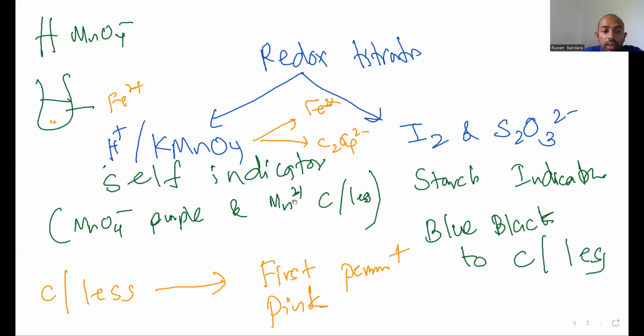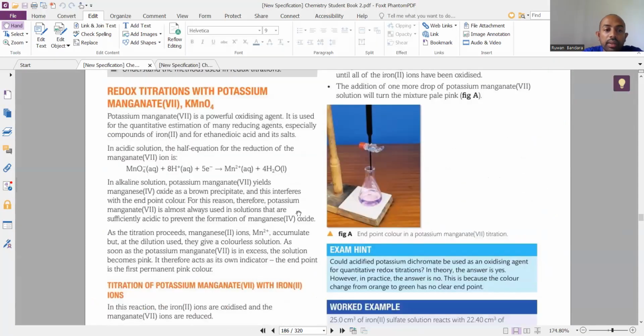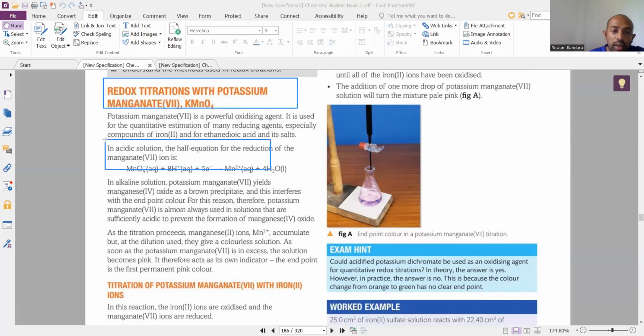Okay. First topic then, redox titration with potassium manganate. It's better to know all these reactions along with their color changes. So remember the potassium manganate is a strong oxidizing agent, right? So this is the equation in the acidic solution. This is what happens during the acidic medium.